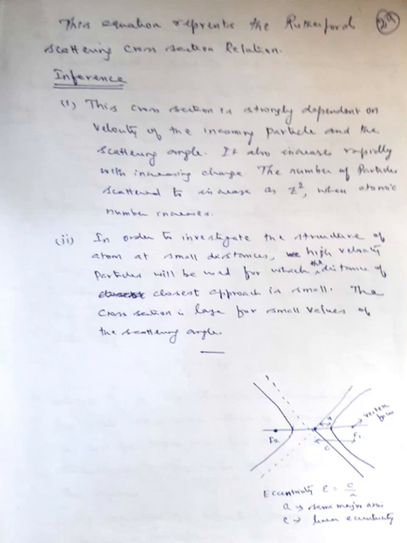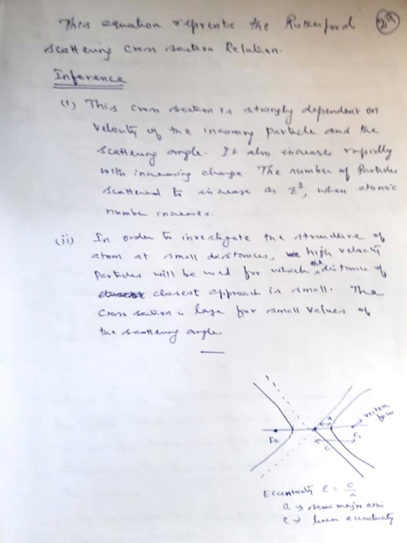This is the hyperbola structure. As the conic value increases, the eccentricity value will be greater than 1. Eccentricity is equal to C divided by A, where A is the semi-major axis and C is the linear eccentricity. Therefore, as the eccentricity is greater than 1, the structure will be a hyperbola. Hence, in Rutherford scattering we get a hyperbola structure. So, this is Rutherford scattering.